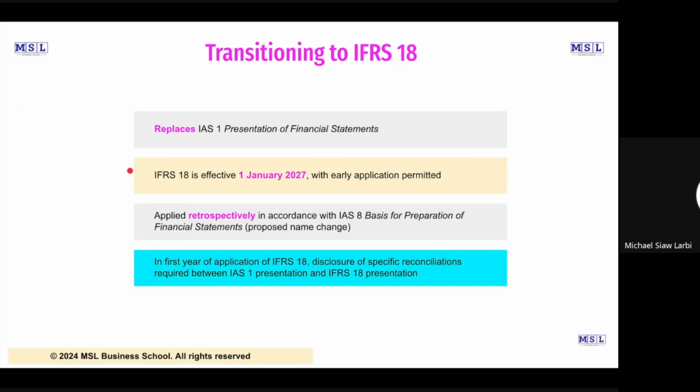Okay. In your first year of applying IFRS 18, you need to disclose specific reconciliations required between the old IAS 1 presentation and the IFRS 18. So you may have to show, don't just prepare for this year. You know you're supposed to show comparatives, right? So for 2024, you show 24 and 23. So if you apply, let's say early in 24, show me the impact on 23. So I need to see 23 kind of restated under IFRS 18.